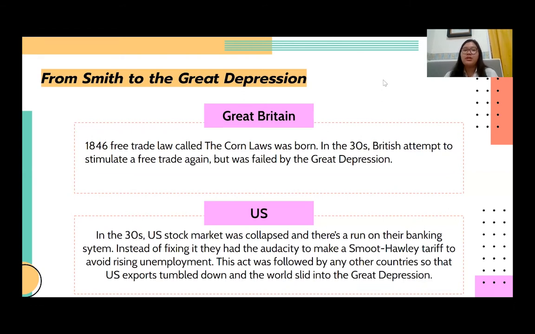The Great Depression occurred because the world had failed to recover its economic system from before World War One, and it was worsened by the U.S. market collapse, and also the bank runs happening at that time.